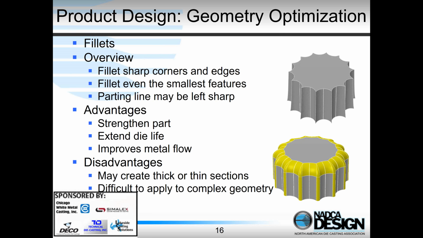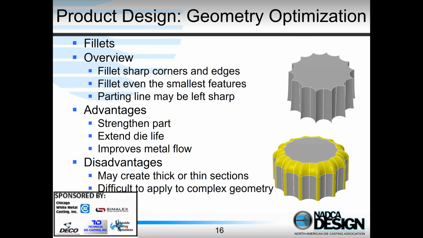There are some disadvantages of fillets that basically we just have to live with. Firstly, sometimes we can create some locally thick sections. Basically, we're often adding material, and this can make sections thicker and therefore can cause localized porosity in these areas, and we'll talk a little bit about that in the next few slides or so. And obviously, sometimes fillets can be difficult to apply to complex geometry.